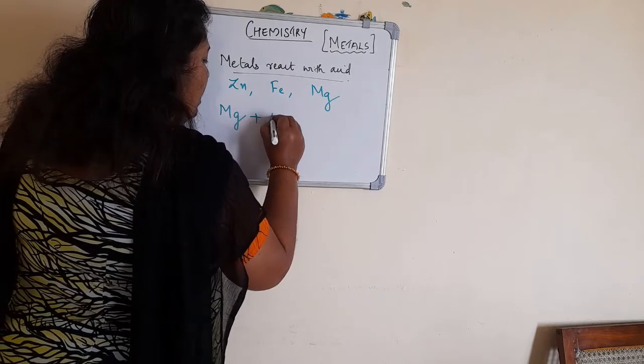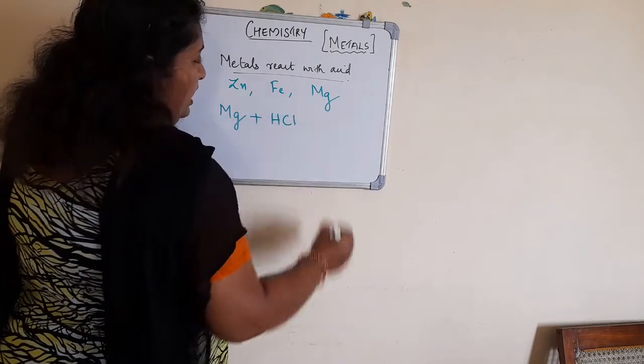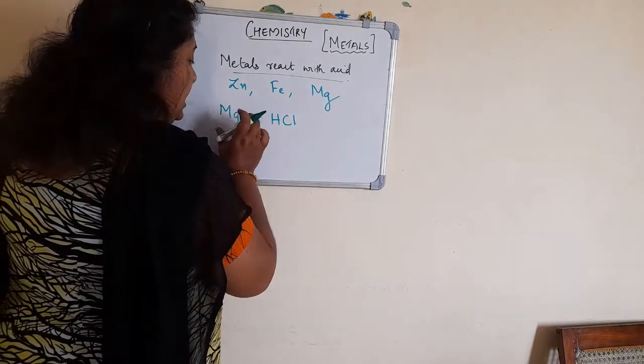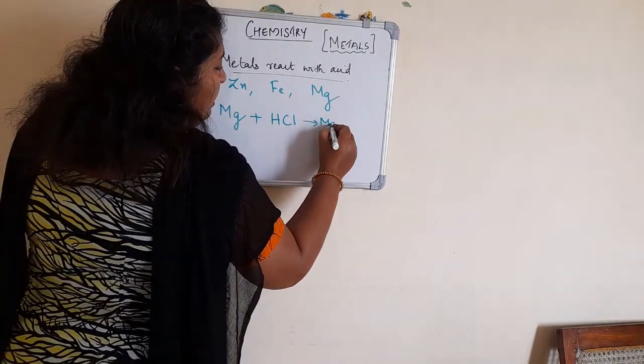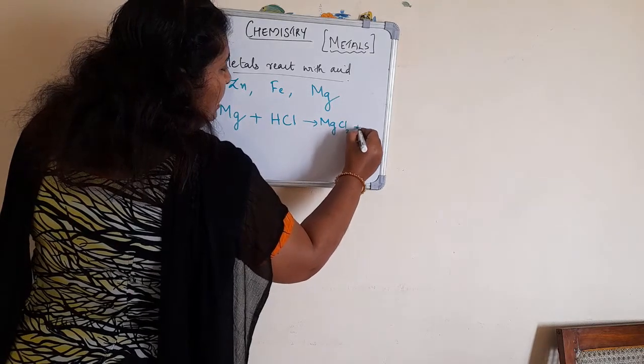Now I am taking hydrochloric acid. This magnesium, which is a reactive metal, reacts with the acid to form magnesium chloride and hydrogen.